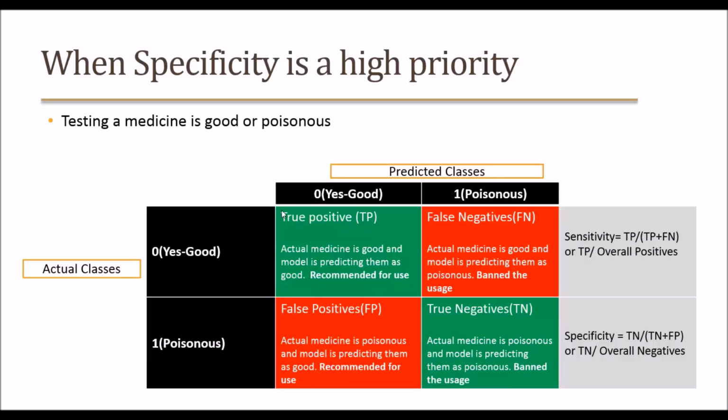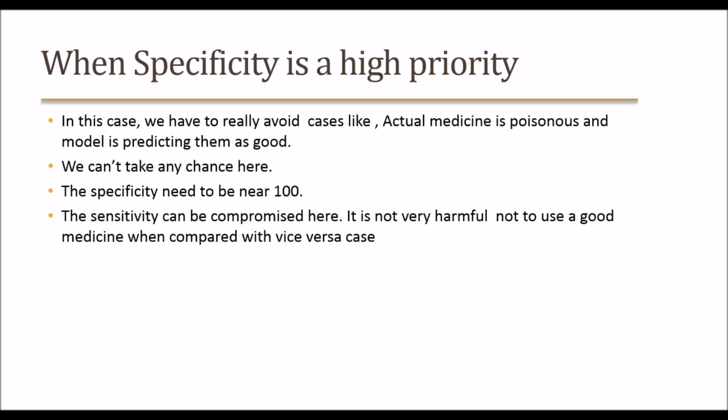So while testing, in fact this might look very similar to the opposite of the problem where sensitivity is high. There are certain classes of problems where the first class, that is the yes or good value, is really important. There are certain classes where the no value, or the poisonous, here in this case, is really important. So there are some classes where sensitivity is important. There are some classes of problems where specificity is really important.